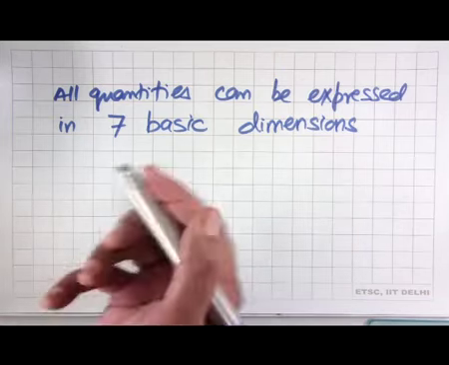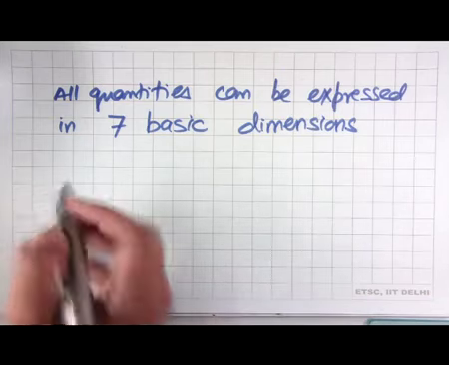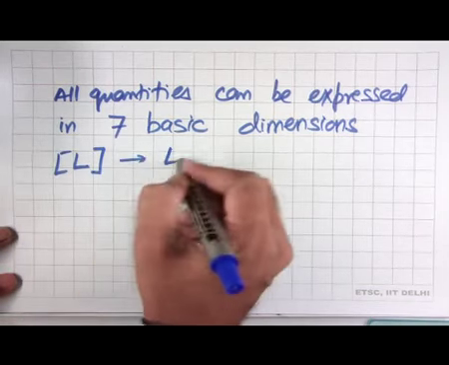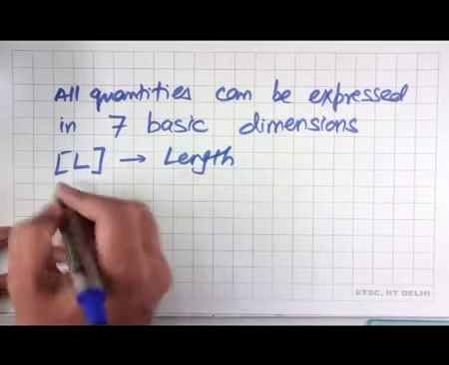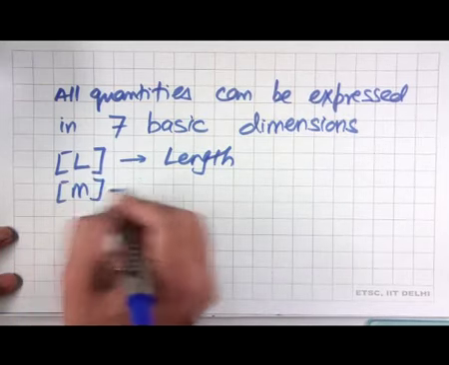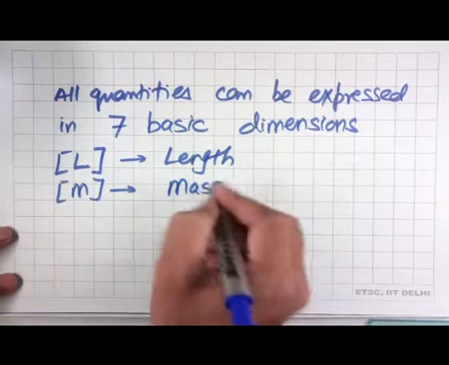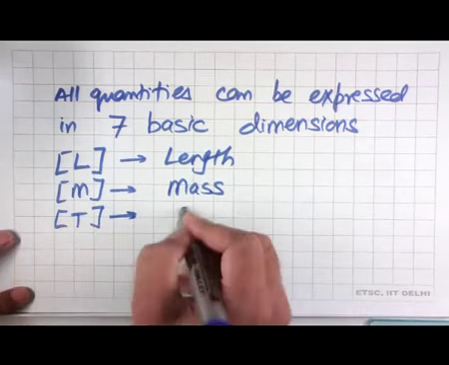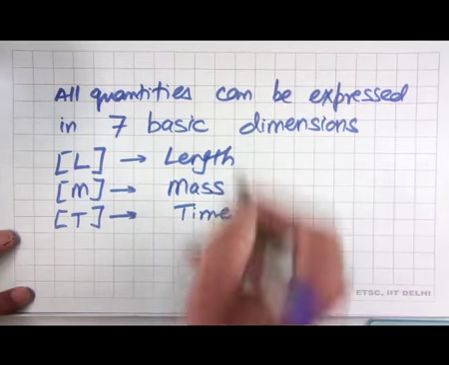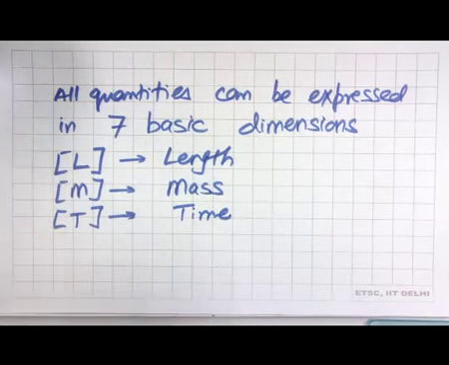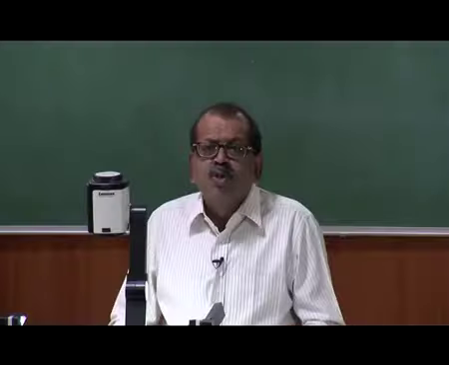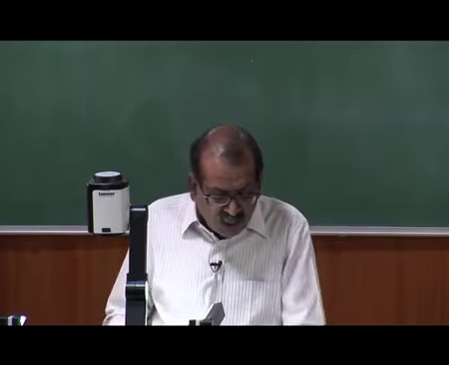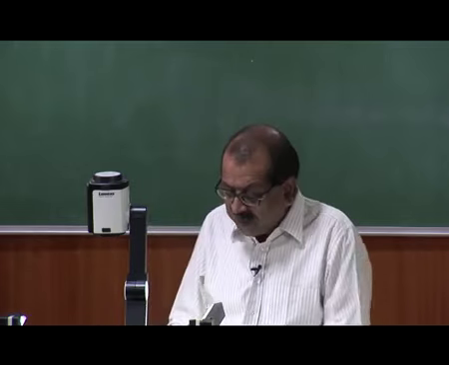And these 7 basic dimensions which we choose: length, mass, time. These are the 3 basic dimensions which will come in most of the mechanics problems. Problems involving classical mechanics will normally have only these 3 dimensions.